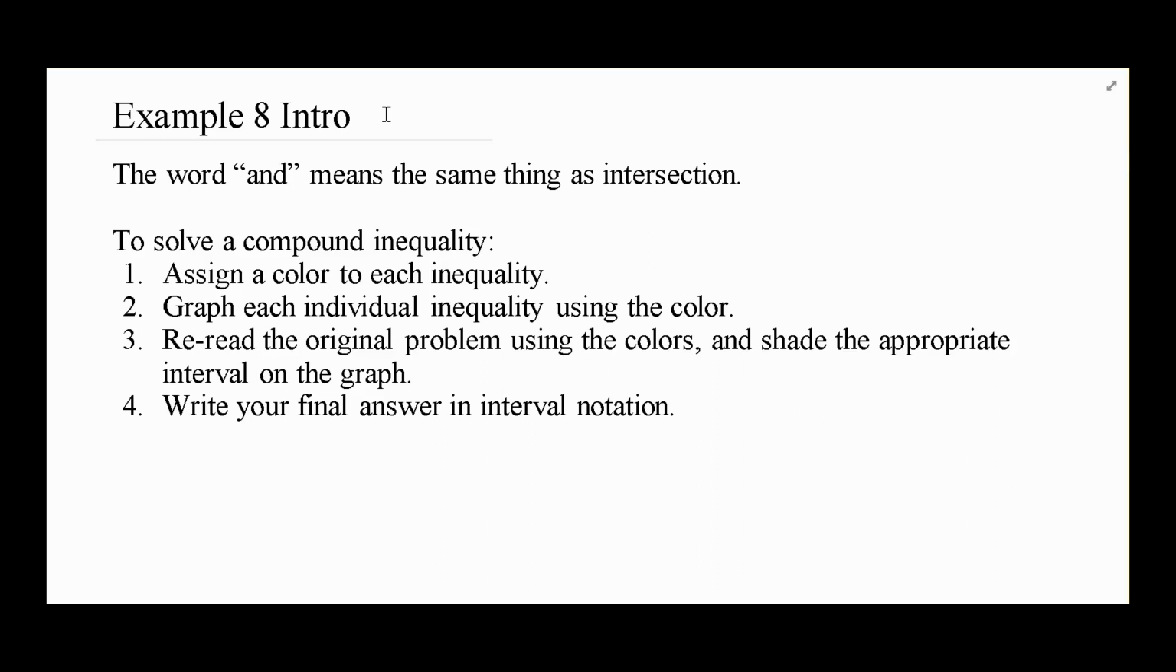So to list out steps, if you're kind of a work-by-steps kind of person, we're going to assign a color to each inequality, and the inequalities are representing these infinite sets. We're then going to graph each of the individual inequalities using the color we designated back from step 1. Then we're simply going to reread the original problem with the word and in there, and we're going to shade whatever actually answers the question. Once we have that final shading, we're going to write the answer in interval notation for whatever that final answer happens to be. So let's go ahead and look at an example.